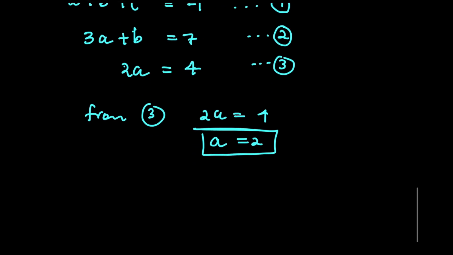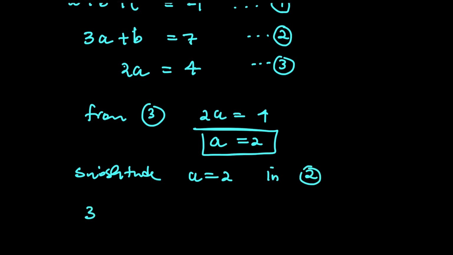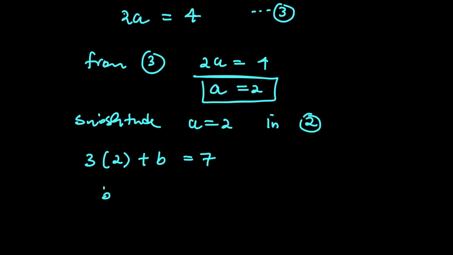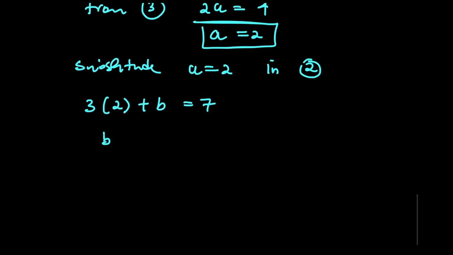Okay, so we got that. Let's find b now. So substitute a is equals to 2 in equation 2. So this is 3 times 2 plus b is equals to 7. So let's solve b here. b equals to 7 minus 6. So b is equals to 1.